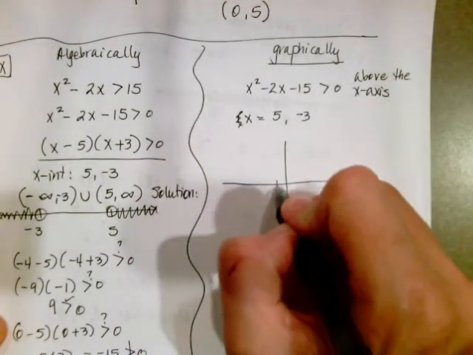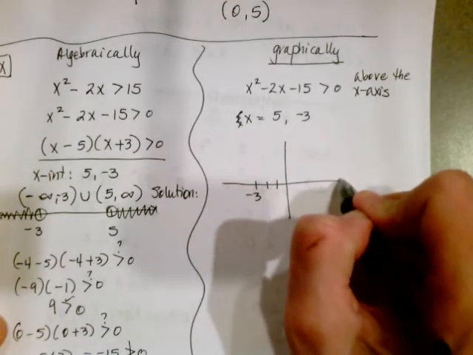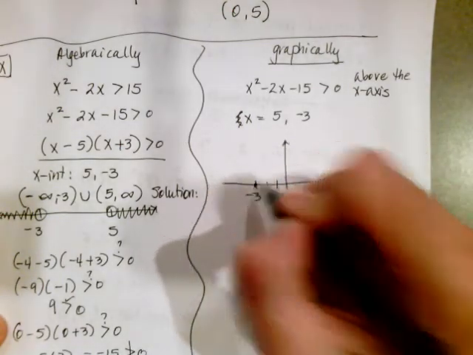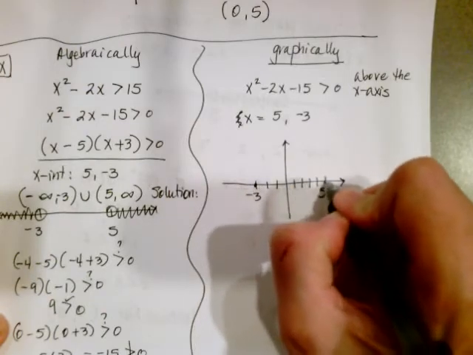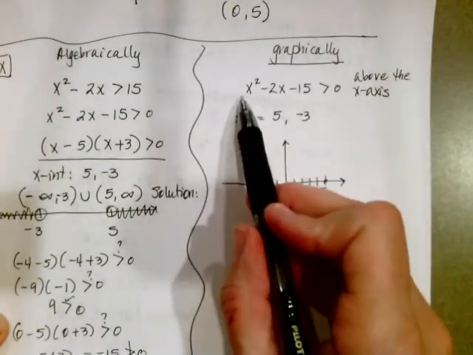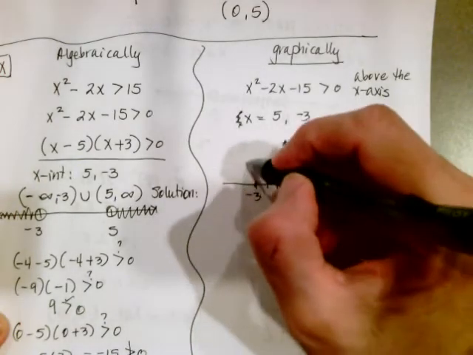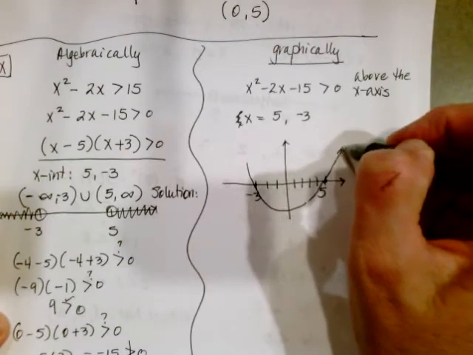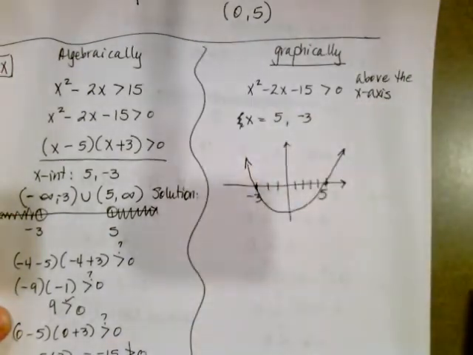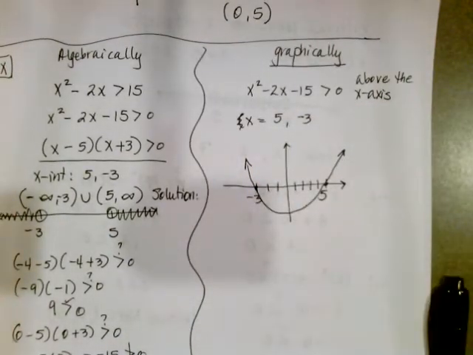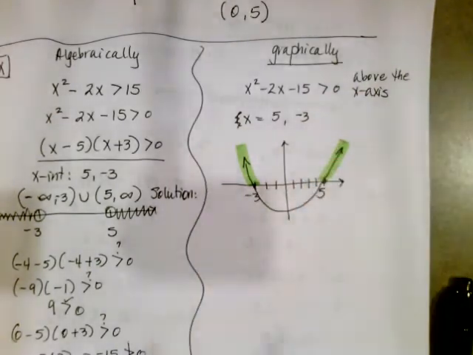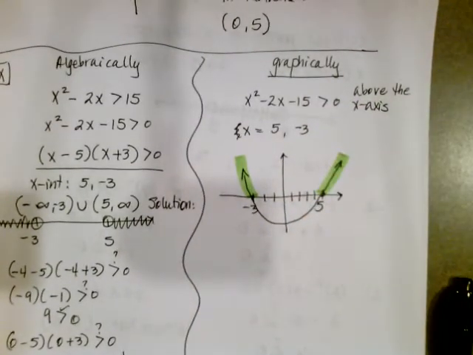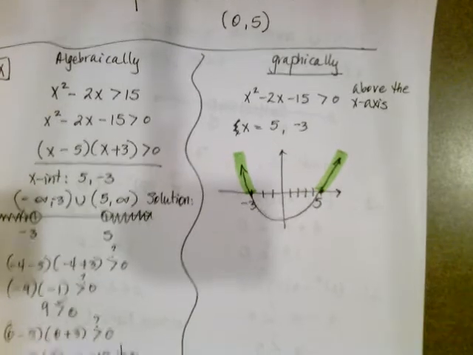So if I have a negative 3, 1, 2, 3, there's a negative 3, and that was one of my intercepts. And then I had a positive 5, 1, 2, 3, 4, 5, and that was an intercept. My a is positive, so I know that my graph goes up. Okay, so there's my basic graph. And I want to know, where is the graph above the x-axis? So it's from this piece and this piece. So those are the two portions of my graph that are up above the x-axis.